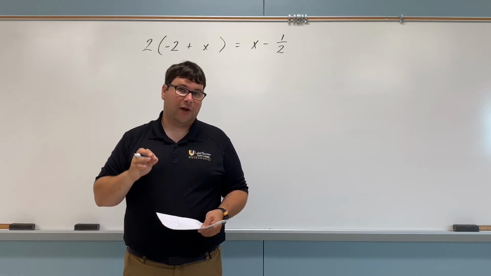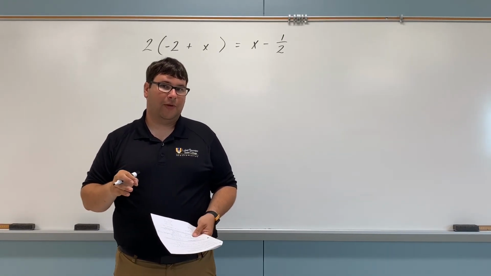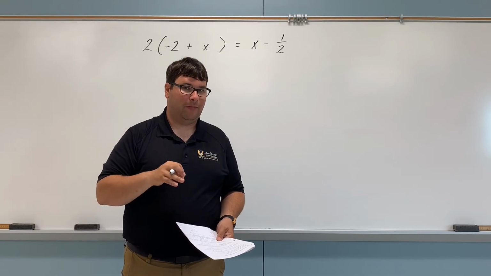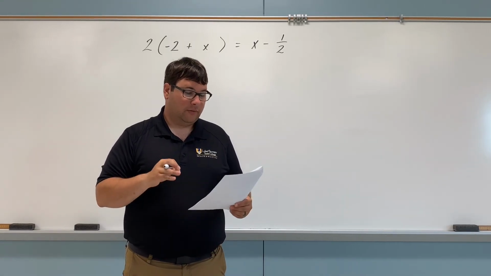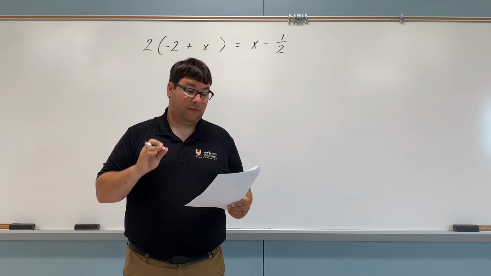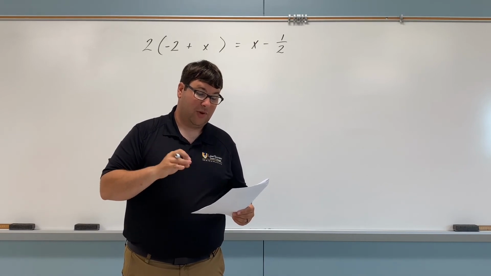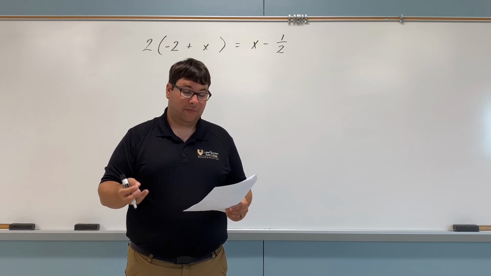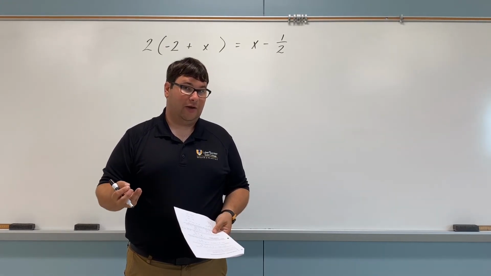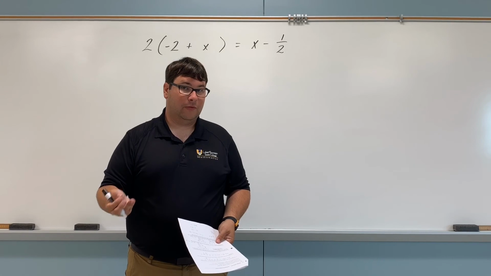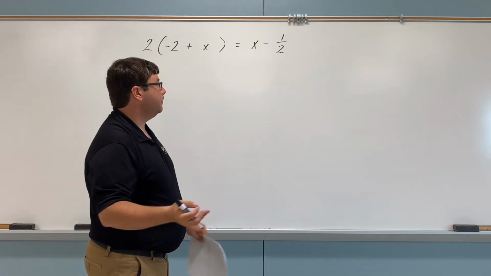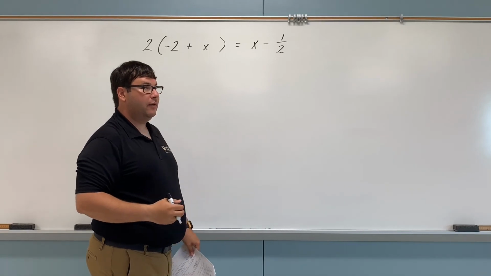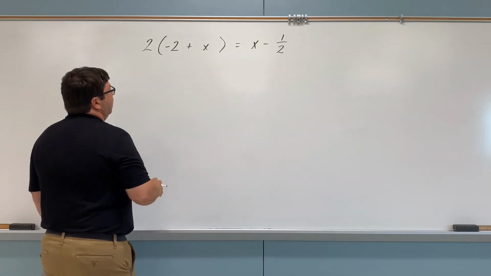Now, as you're reading through this, you're deconstructing. It's very important to read the problem for a third time to find out what that problem is asking. So it says twice the sum of -2 and a number is the same as the number decreased by 1/2. Find the number. So what you need to do at this point is actually solve this problem. Find out what x happens to be. So let's go ahead and do this.